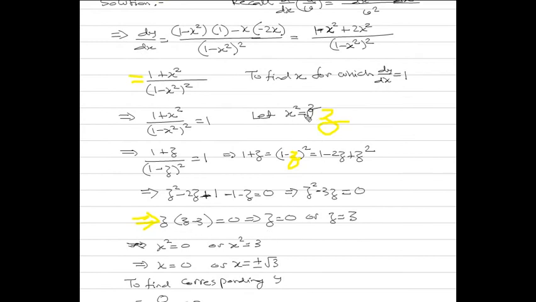Now z is x square. So I write x square is equal to 0 or x square is equal to 3. So x is equal to 0, where plus minus 0 doesn't make any sense, and x square is equal to 3 means x is plus minus root 3.